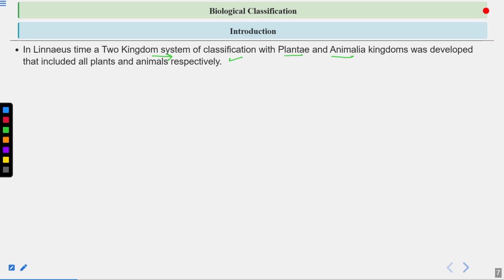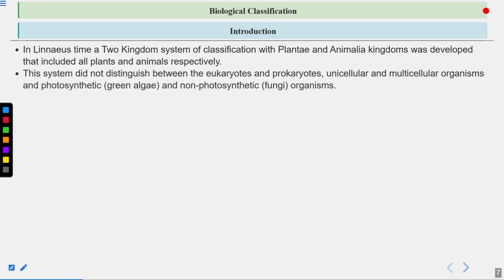Before this, there was a classification given by Aristotle. And before Aristotle, the classification system didn't have any scientific basis. They were just based on the use of the animals. But there were limitations to the two kingdom system of classification. This system did not distinguish between the eukaryotes and the prokaryotes, first of all. So you should know the limitations of the 2 kingdom classification. The eukaryotic and prokaryotic organisms were placed in the same group.